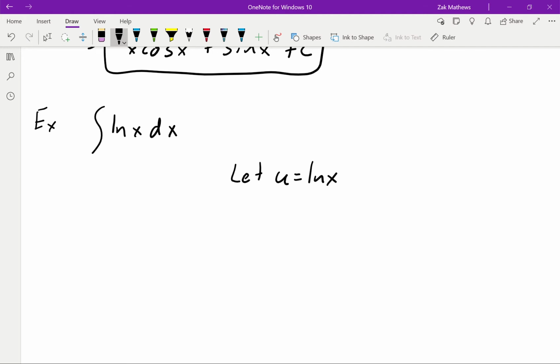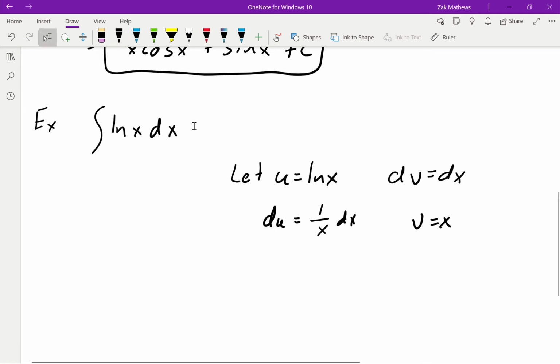What does that leave for the dv then? The dv is just simply the dx. So let's see where this gets us. du would be equal to 1 over x dx, and the v would be just x then. We can think about the dv, the other multiplied portion of the function, as just being a 1 dx. And so when we take its antiderivative, it becomes a more complex function. It's gone from 1 to x. That seems like a bad thing, except notice that the derivative of the natural log is 1 over x.